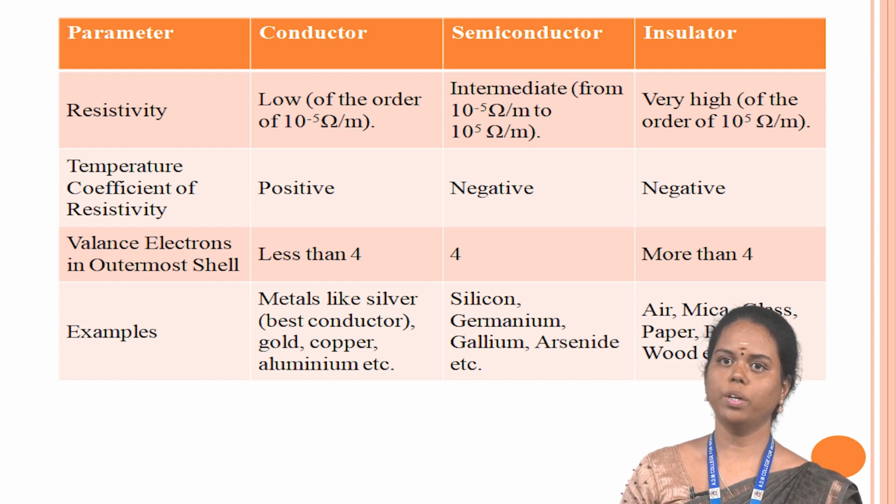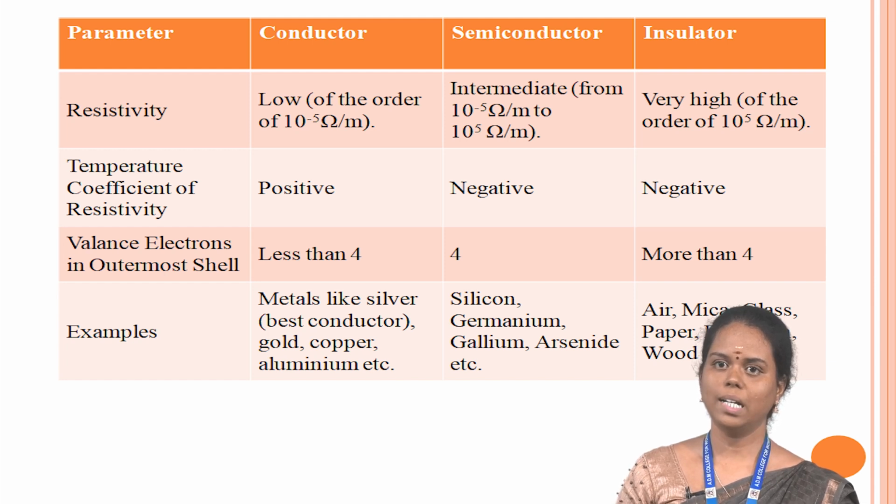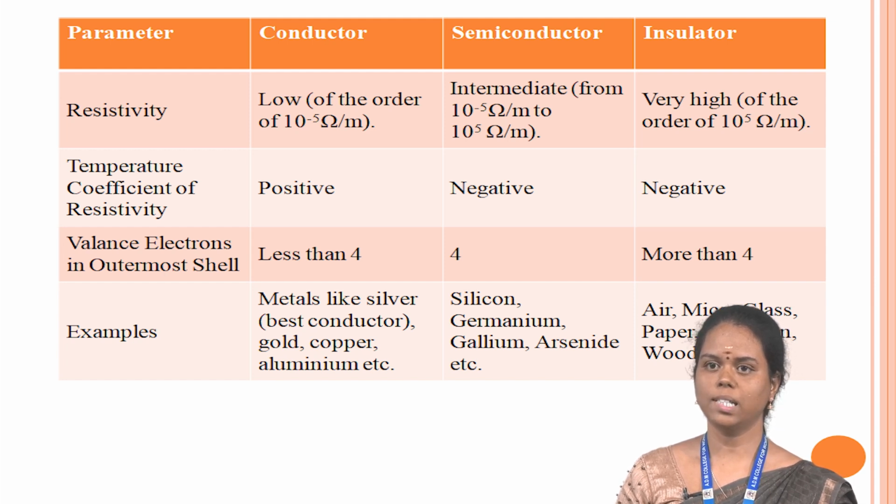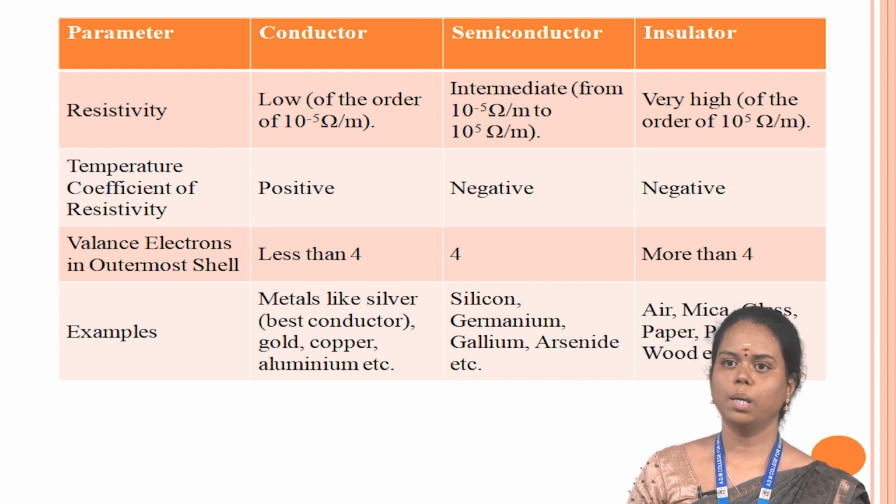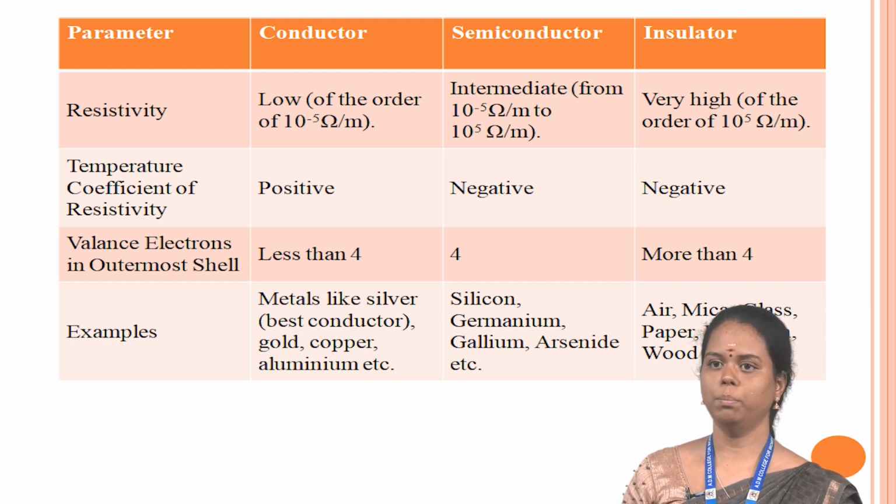Parameter, temperature coefficient of resistivity. Conductor is positive, semiconductor and insulator are negative. Parameter, valence electrons in outermost shell. Conductors have less than 4, semiconductor 4, insulator more than 4. For example, conductors are metals like silver, gold, copper, aluminum, etc. Semiconductors are silicon, germanium, gallium arsenide, etc. And insulators are air, mica, glass, paper, polythene and wood, etc.